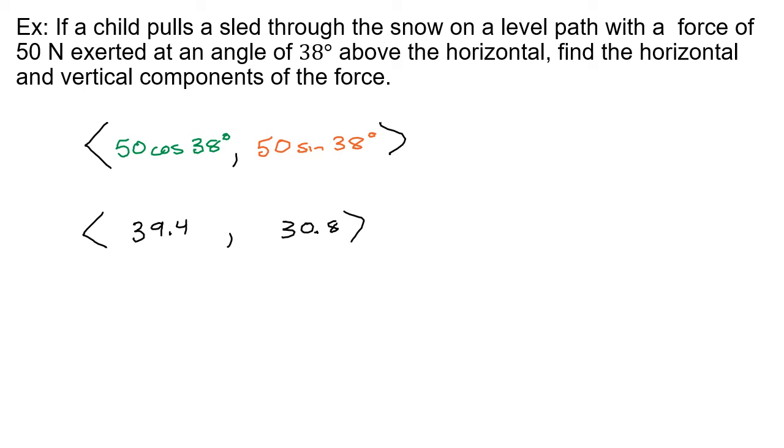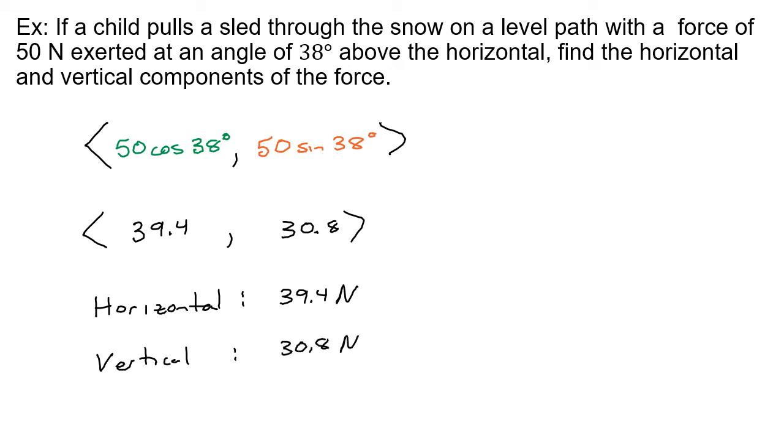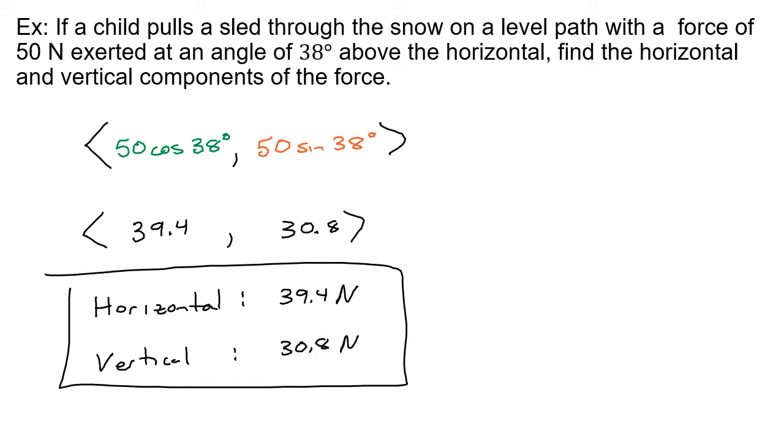So your first component is the horizontal component. The second component is your vertical. So our horizontal component is 39.4 newtons. And our vertical component is 30.8 newtons. And that would be the force acting on that sled. And I'll show you a couple more kind of like that.